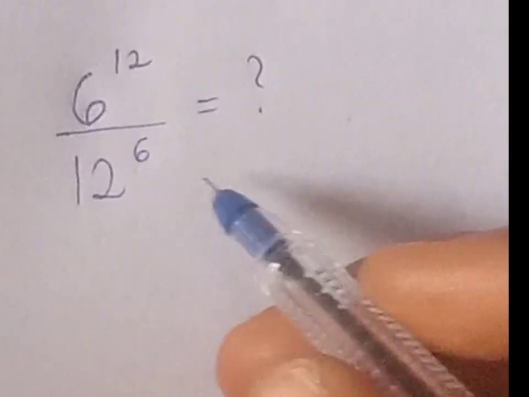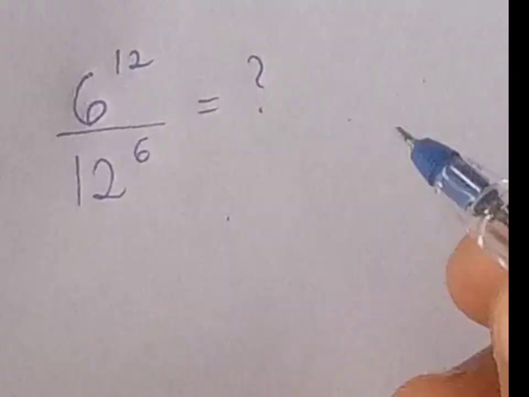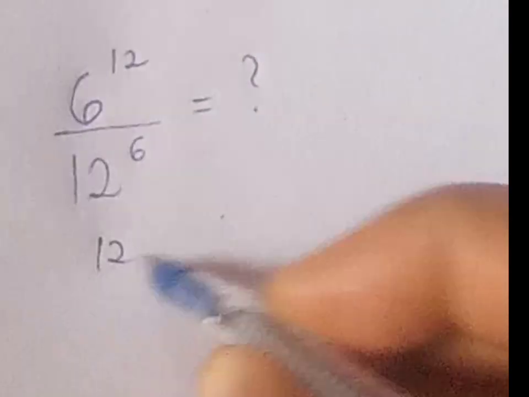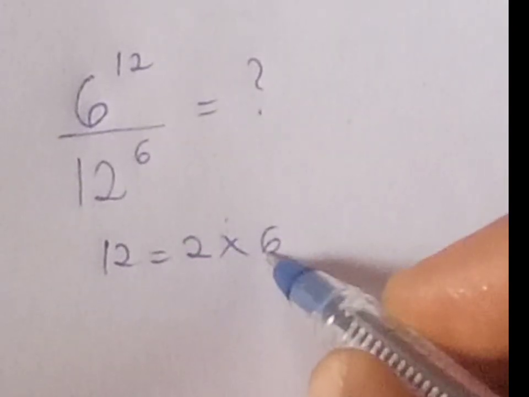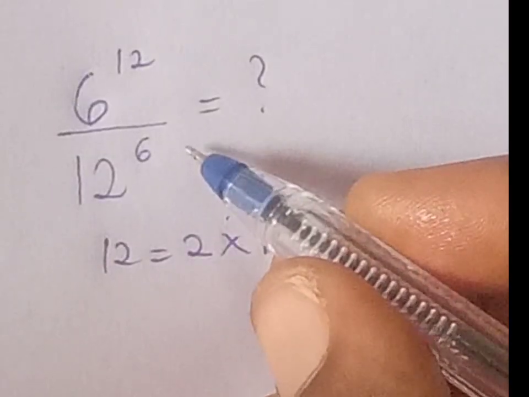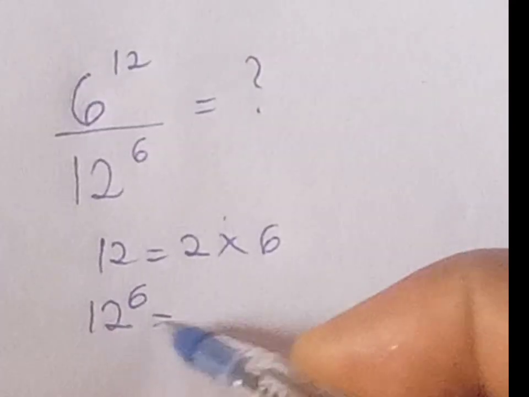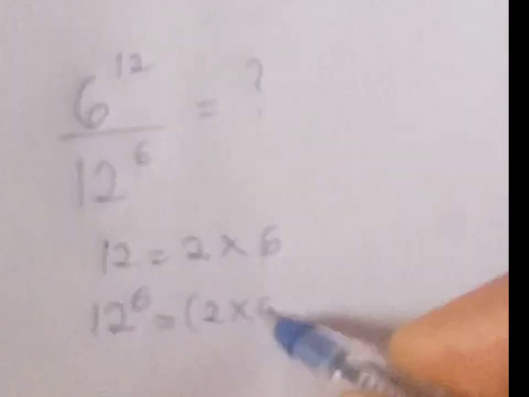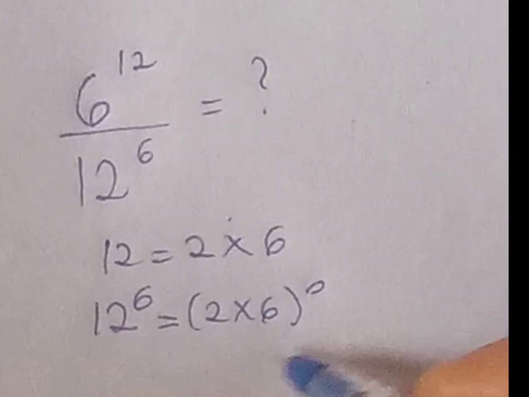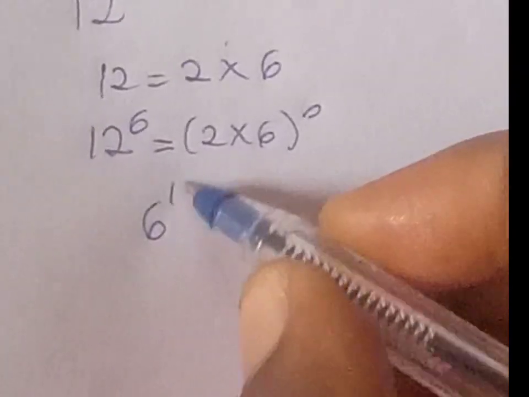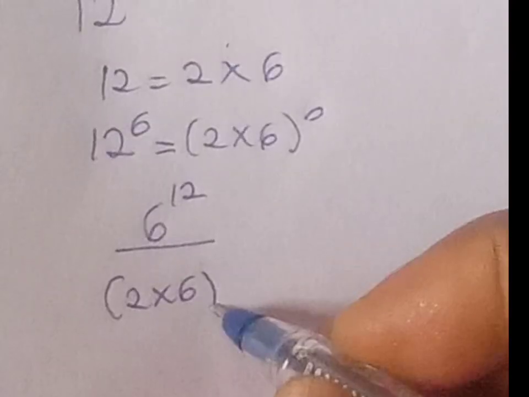The first thing is, let's look at the relationship between 6 and 12. We already know that 12 equals 2 times 6. So instead of writing 12 raised to the power of 6, we can write it as 2 times 6 raised to the power of 6. Therefore, our expression becomes 6 raised to the power of 12 divided by 2 times 6 raised to the power of 6.